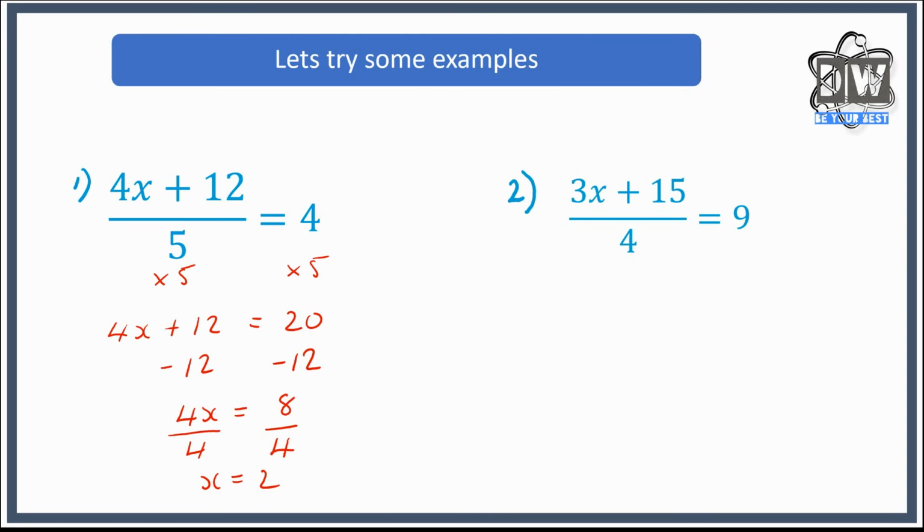Okay, so now I'm going to do another one with you here. Maybe you could pause the video, give this a go yourself. If you don't feel too confident, just watch, but then copy it down afterwards. So the first thing we're going to do is times both sides by 4, because I'm using the inverse operations. So I'm left with 3x plus 15, and that equals 36. Now we're going to take away 15 from both sides, and we're left with 3x equals 21, and then divide by 3 and divide by 3, and x equals 7. So again, we can put that back in the equation to see if it works, and it will work for us.